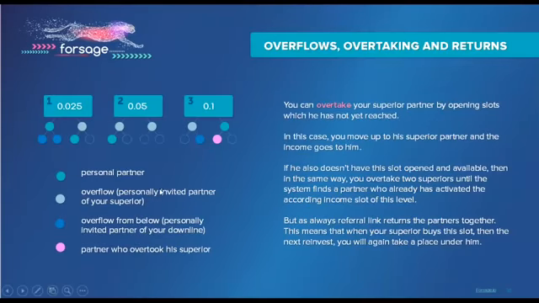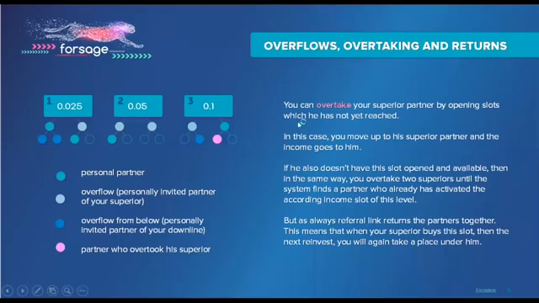And let's look at, I guess you'd call this a mini legend of the different colored circles, or the different types of partners. So you do have a personal partner, right? Someone that you've referred in yourself. An overflow partner, someone who's personally invited, or a personally invited partner of your superior. And the next blue colored circle is overflow from below, a personally invited partner of your downline. And then this purple, which is a partner who has overtaken his superior.